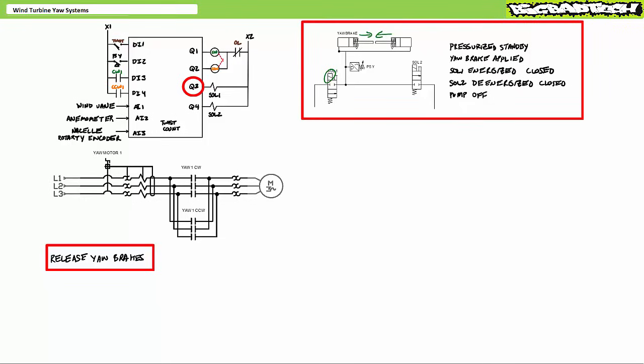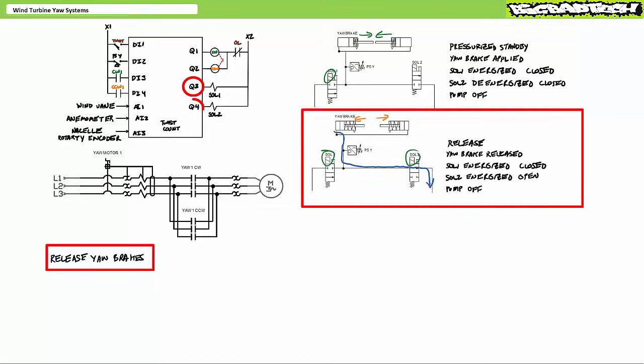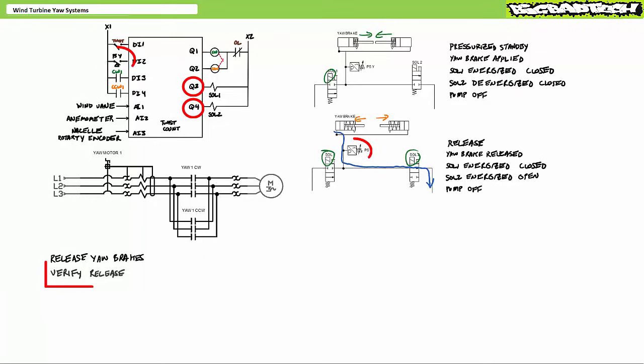Presuming we begin this scenario with yaw brakes applied in a pressurized standby condition, with Sol 1 energized to the closed position and Sol 2 de-energized in the closed state. To release the yaw brakes, the system energizes Sol 2 to the open state, which dumps pressure in the yaw brake cylinders to tank. The springs in the rod end retract the cylinders and release the brakes. It's a simple matter of verifying if the yaw brakes are released when pressure at pressure switch PSY falls.